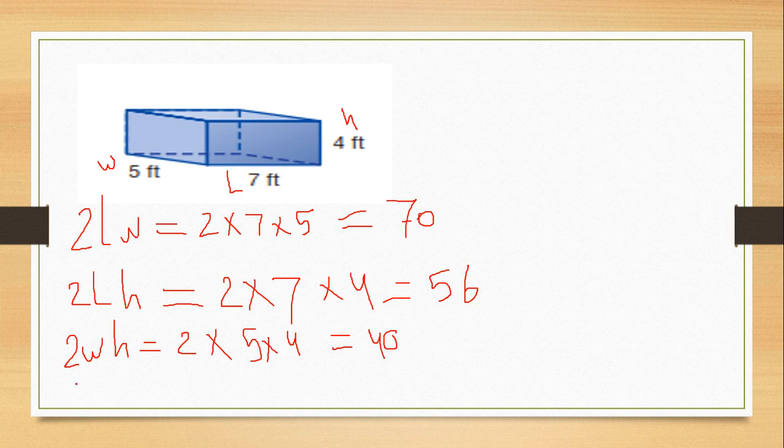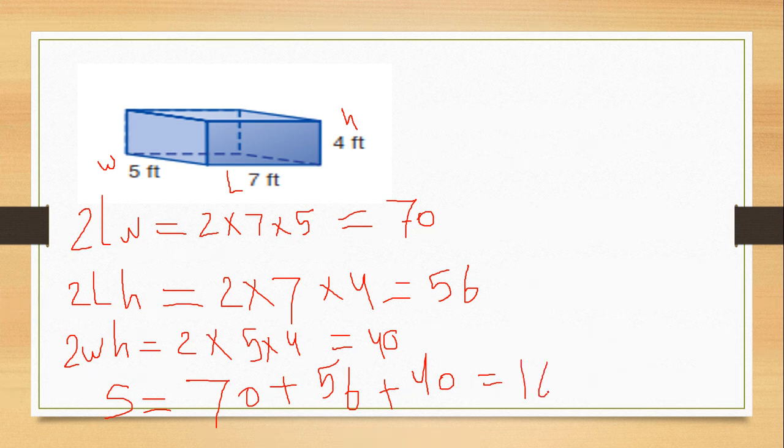Now let's get the surface area of the rectangular prism. What should we do here? Yeah, great job. We will add all the numbers that we got. So that will be 70 plus 56 plus 40. Can you tell me what that will equal? Take your time, I'm waiting for you. Great, that will be 166.